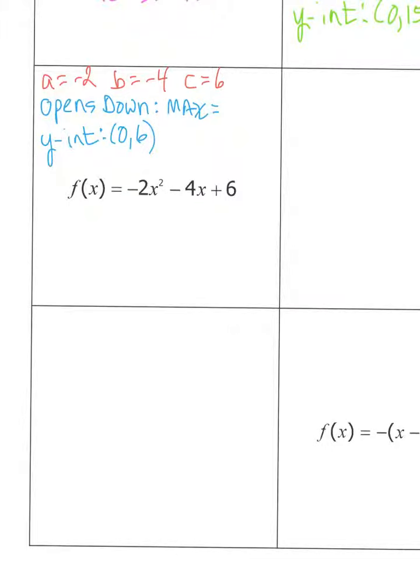So then I want to find the x value of my vertex. So the x value of the vertex is the opposite of b over 2a.